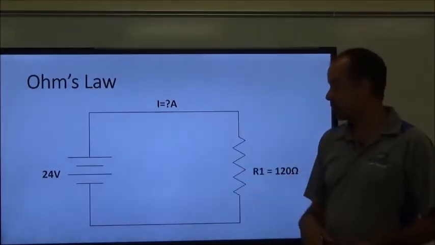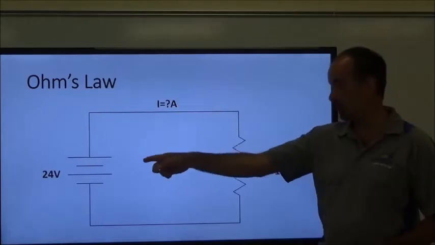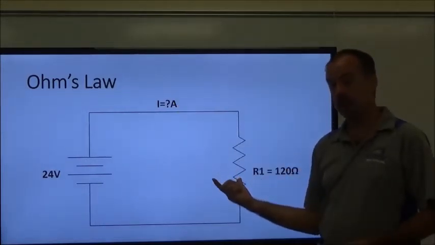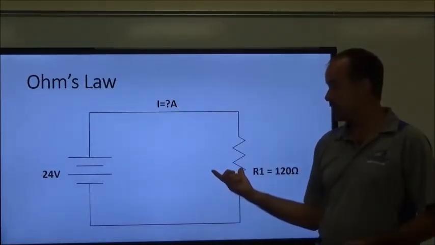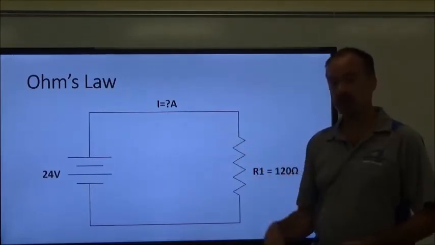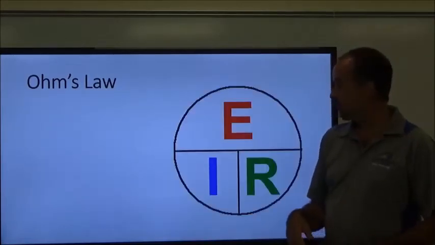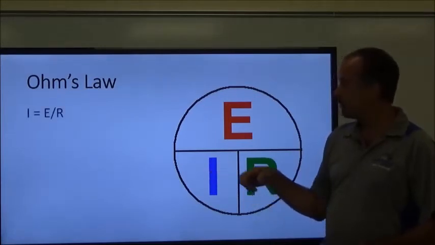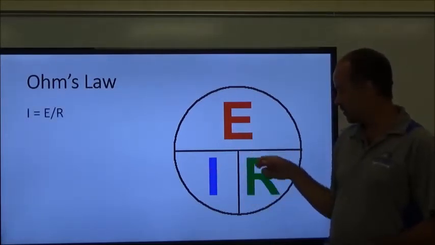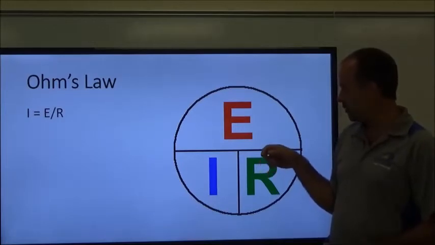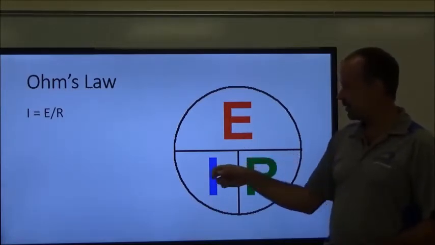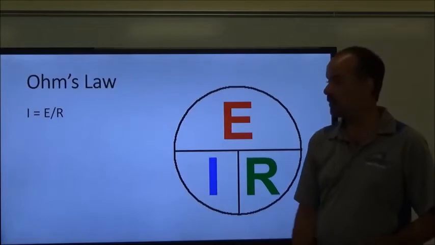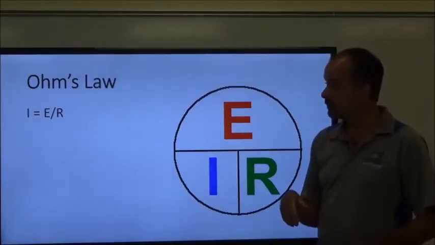So I can apply Ohm's Law to determine what the current is, because I know two of the values, so I should be able to find the third. So I go back here to my wheel. I'm trying to find for I. So I know using this little memory tool, E divided by R gives me I, so that's what I have here. So we're going to plug the values in.